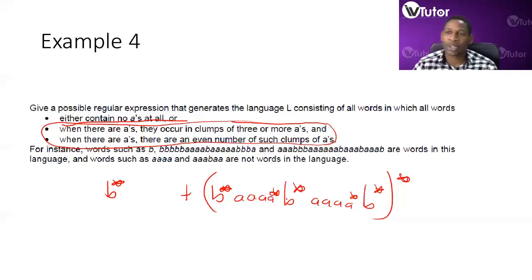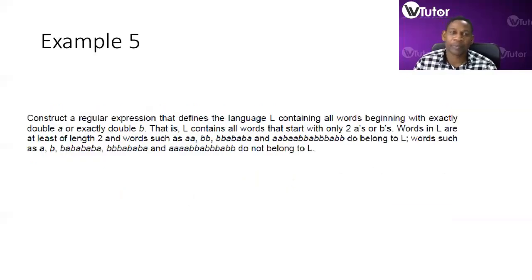If there are no questions, we can move on to the next one. Construct a regular expression that defines language L containing all words beginning with exactly double A or double B. So starting with double A or double B. That is, L contains all words that start with only 2 A's or 2 B's. Words in L are at least of length 2.